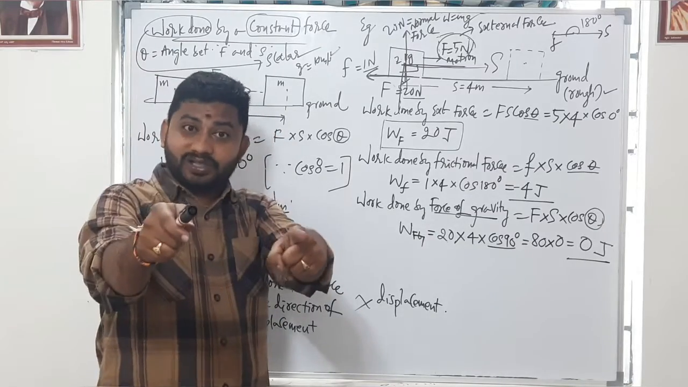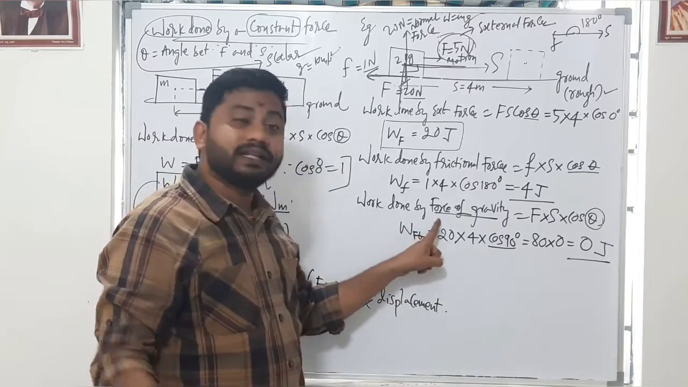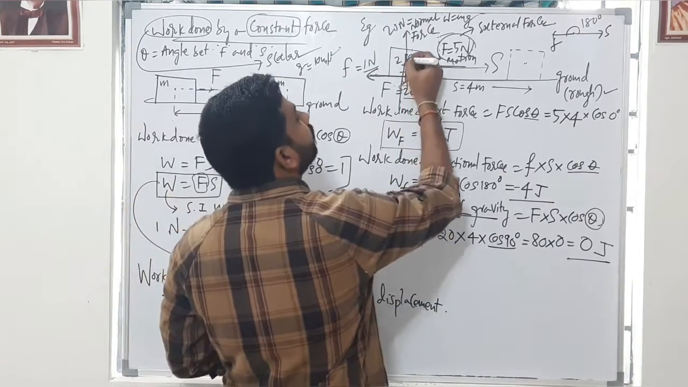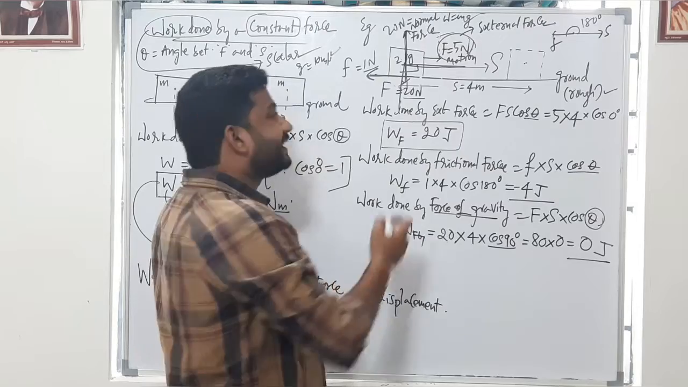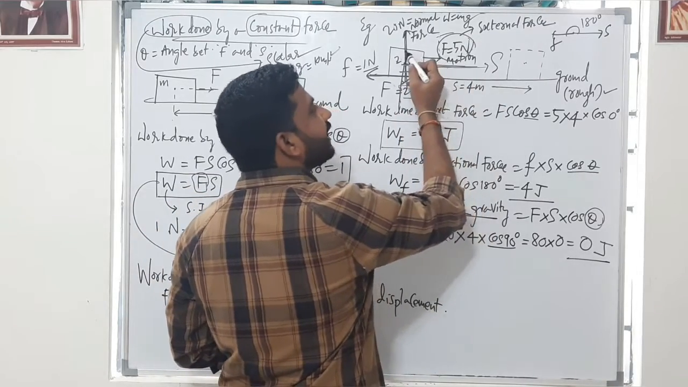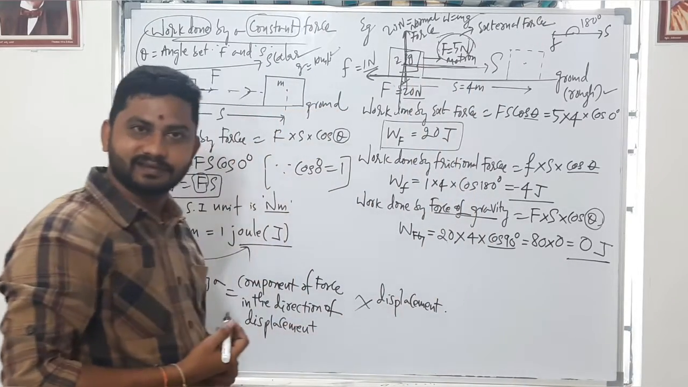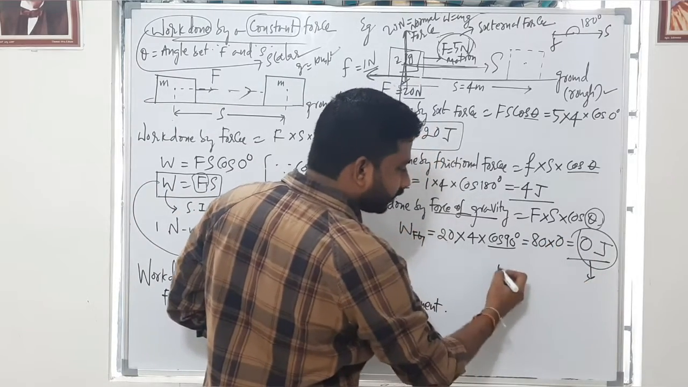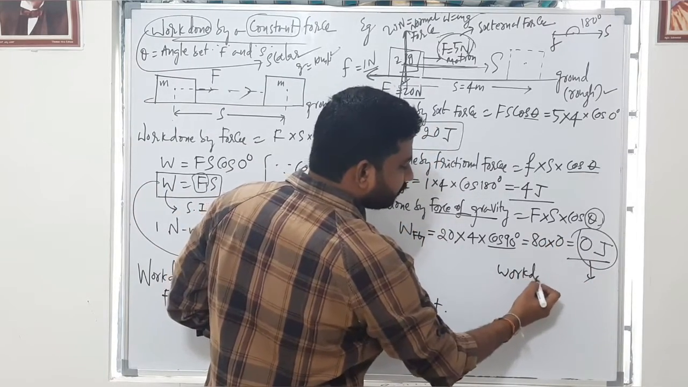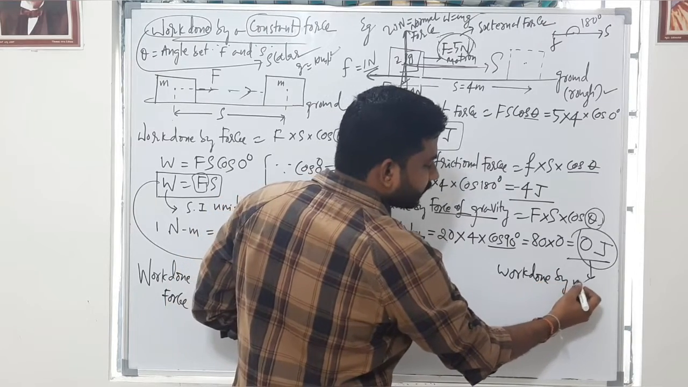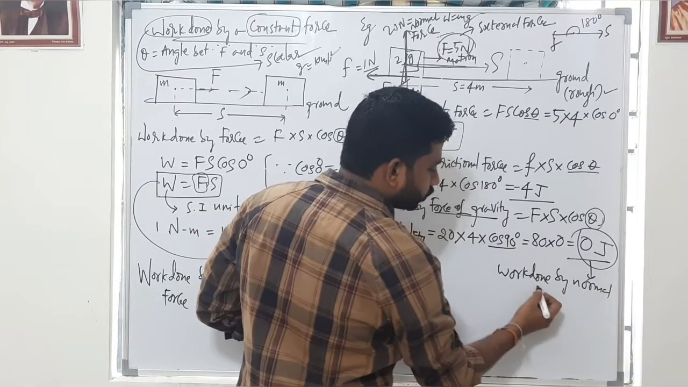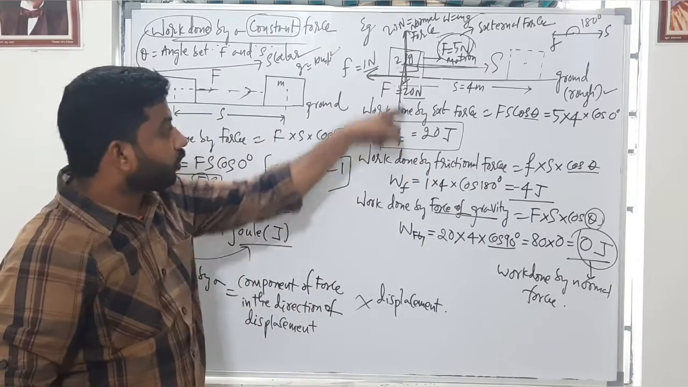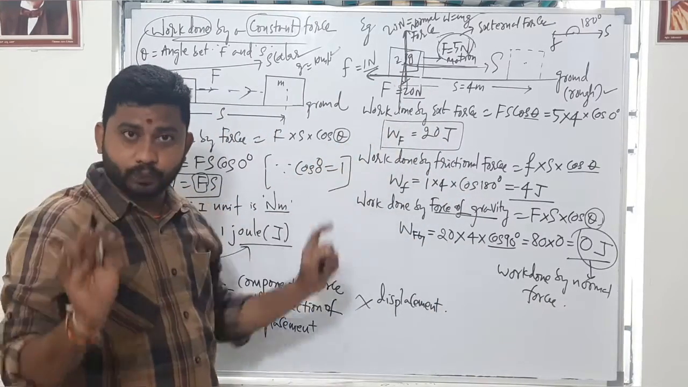If they ask you the question, work done by the normal force, where is the normal force? This is the normal force. This is the displacement. Here also the angle you get is 90 degrees. You also get 0 joule. The work done by the normal force is also 0. Understand? Work done by the force of gravity is also 0.